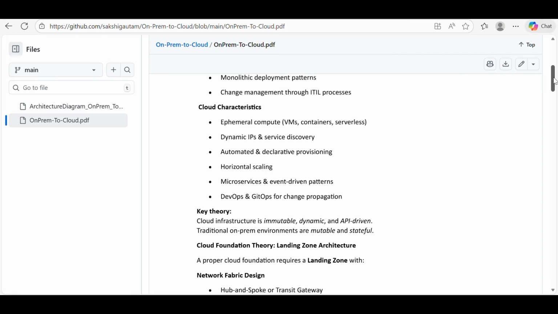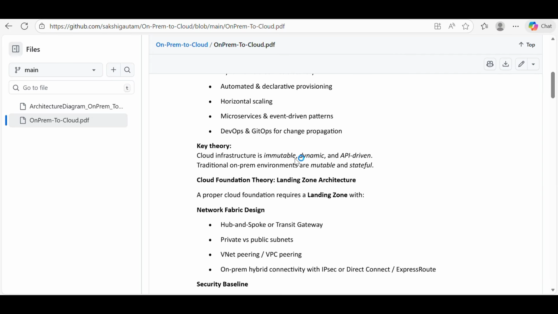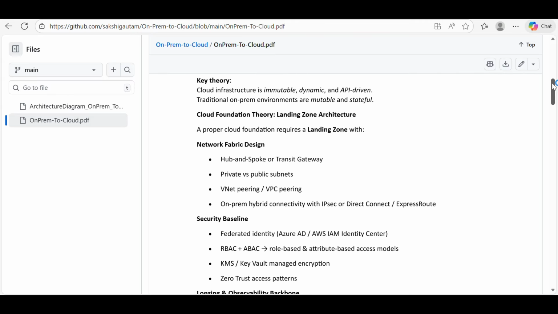And then the key theory is that cloud infrastructure is immutable, dynamic, and API driven. Traditional on-prem environments are mutable and stateful. Stateful means every state, every data is stored. It's not destroyed. But in cloud, for us, data is stateless. It's not static.